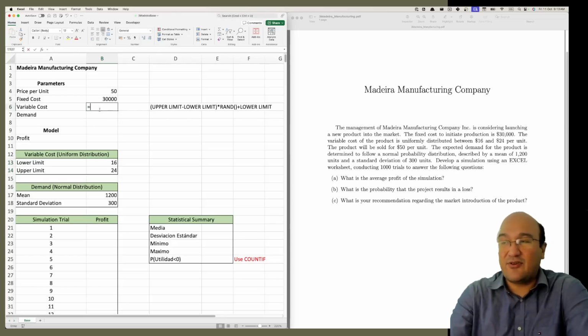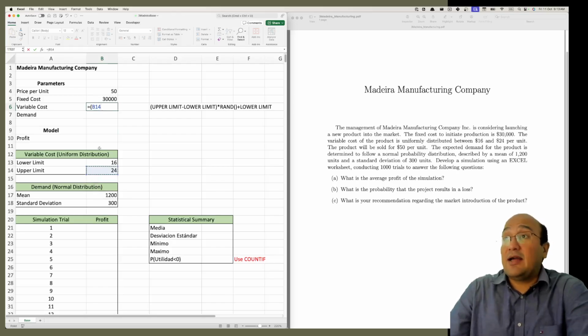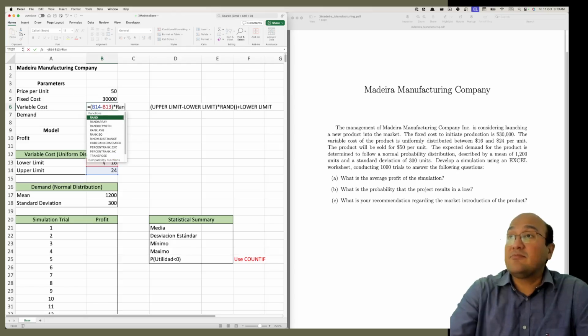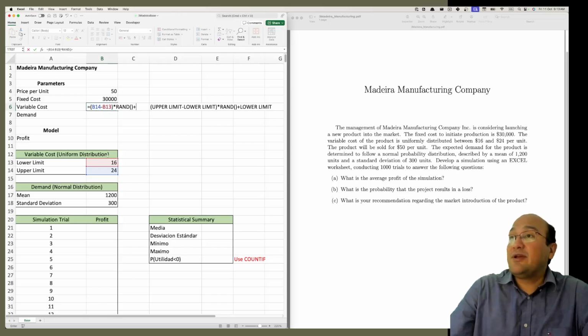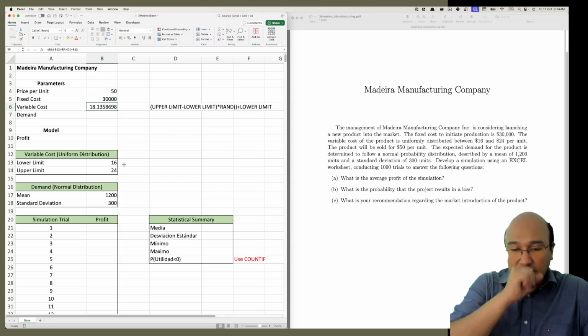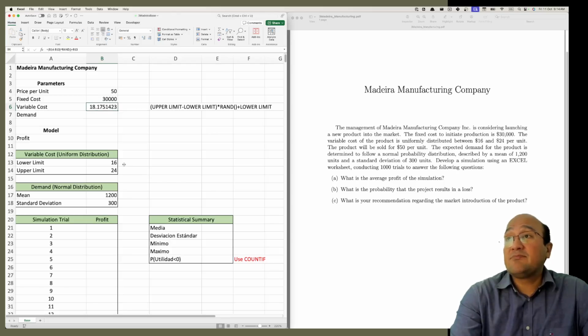So let's put this formula here. Upper limit minus lower limit, times random. We close the parentheses and we add the lower limit. And as you can see, we have a number between 16 and 24. If we generate it many times with Fn F9 on my keyboard, you can see that we are generating different numbers, but always between 16 and 24.